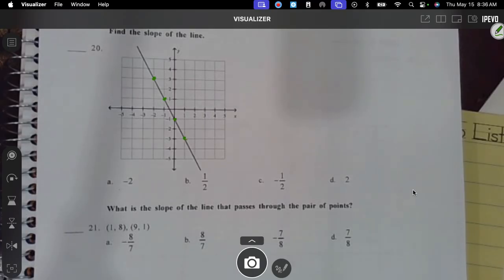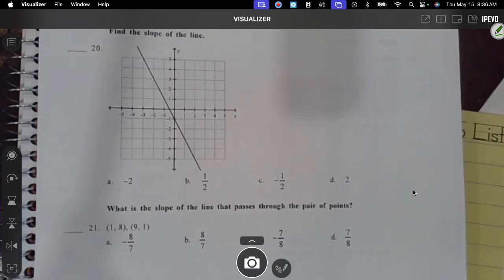How do I get from this green dot to this green dot? I would go down 2 and over 1. I'm going to write that down. Down 2 and over 1. Which one of those answers is negative 2 over 1? A. It is A. Negative 2 is not the same thing as negative 1/2. That is down 2 and over 1. Is everybody good with that one? It's just counting. I would not pick a middle. I would pick a corner, because the middle's kind of hard to tell.